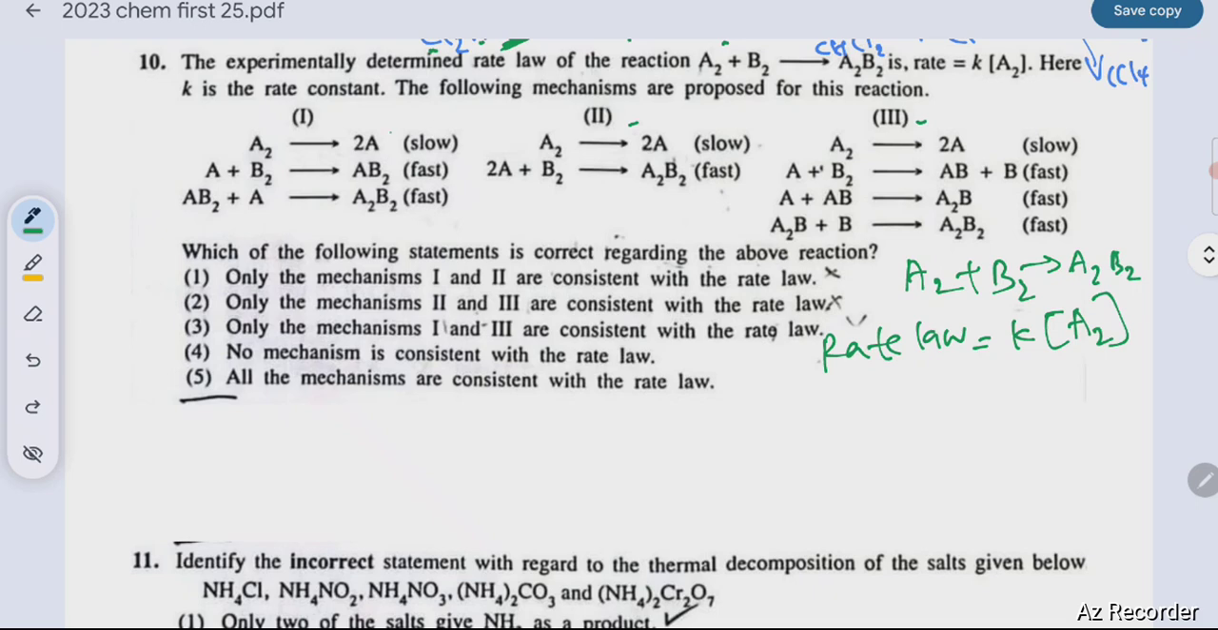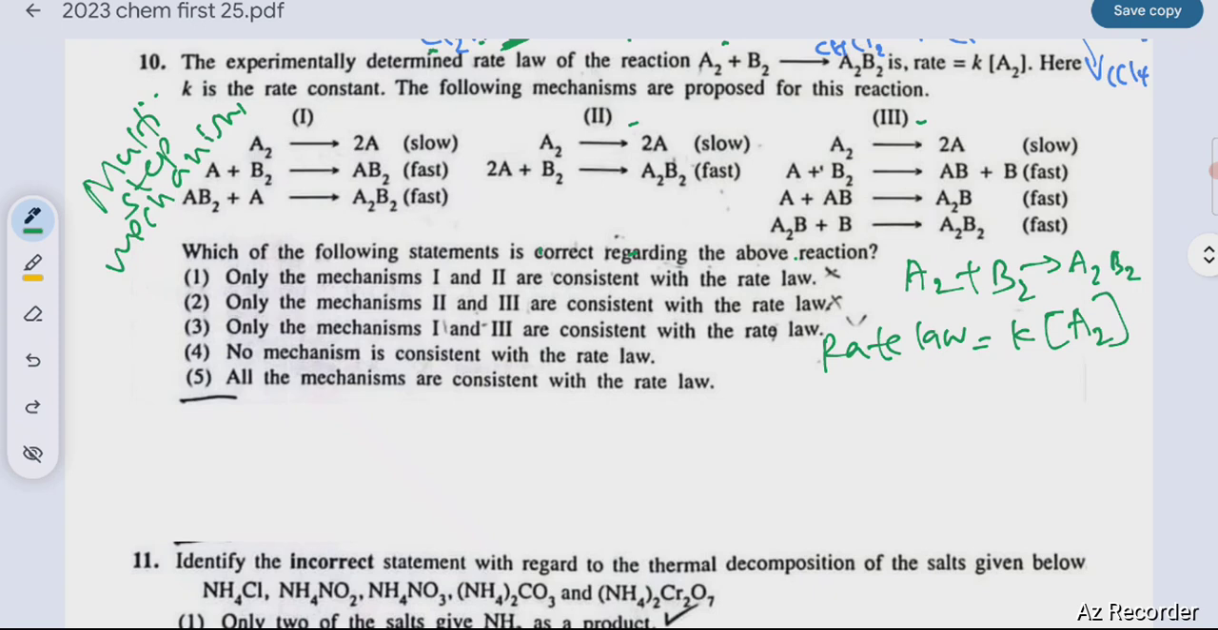And all these mechanisms are multi-step. Multi-step mechanisms are given. Which of the following statements is correct regarding the above reaction? So let's go through the answers first, and we can get an idea what type of answer they are expecting. Mechanism 1 and 2 are consistent with rate law. 2 and 3 are consistent with rate law. Alright. So they are asking which mechanisms are consistent with the given rate law.